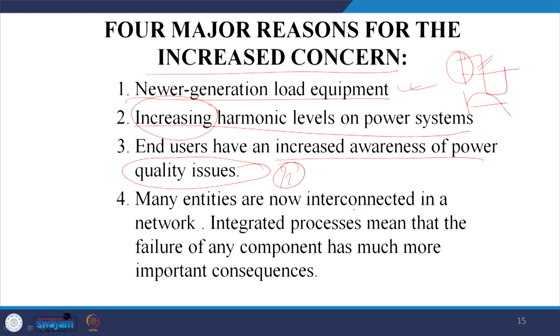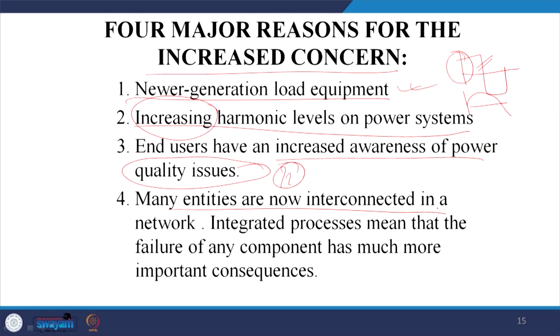Many entities are now interconnected in a network. That means that someone is installing the solar rooftop system and giving you an energy guarantee, apart from the utility grid. So, many entities are now interconnected in the network. Integrated process means that failure of any component has much more important consequences.